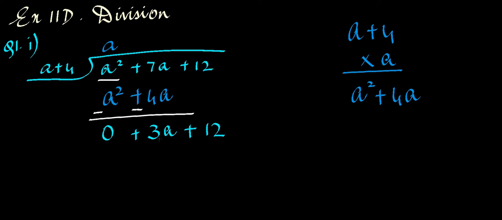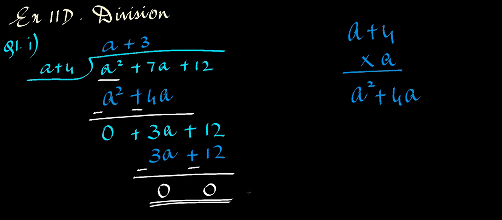Now my next quotient should be such that multiplied by a, I should get 3a. What is it? Yes, 3 multiplied by a will give me 3a. So 3 into a gives me 3a. 3 into 4 gives me 12, a positive 12. Now I change the signs. This becomes negative. This becomes negative. Plus 3a minus 3a, 0. Plus 12 minus 12, 0. My remainder is nil. My division has been done. My quotient is a plus 3.